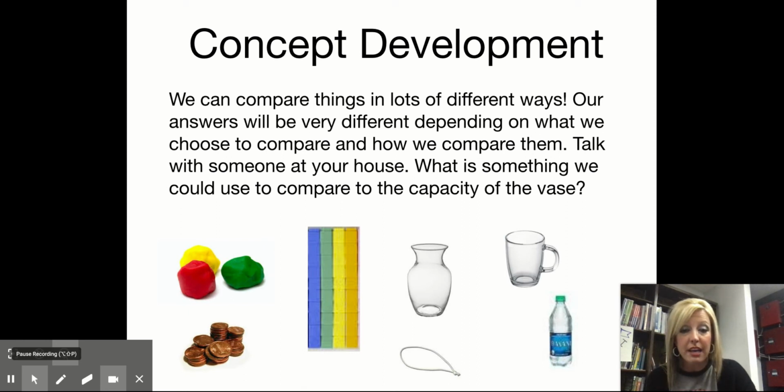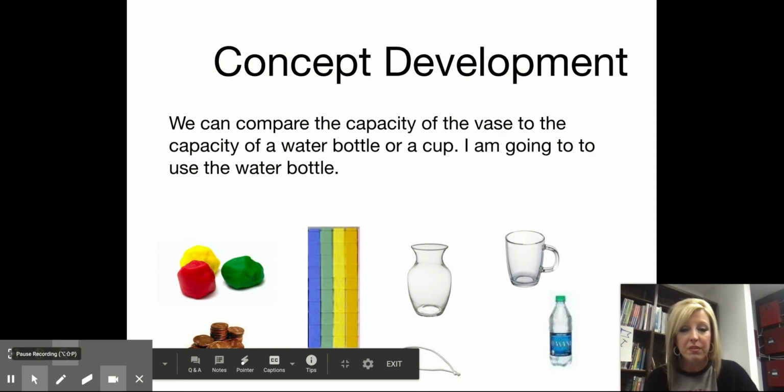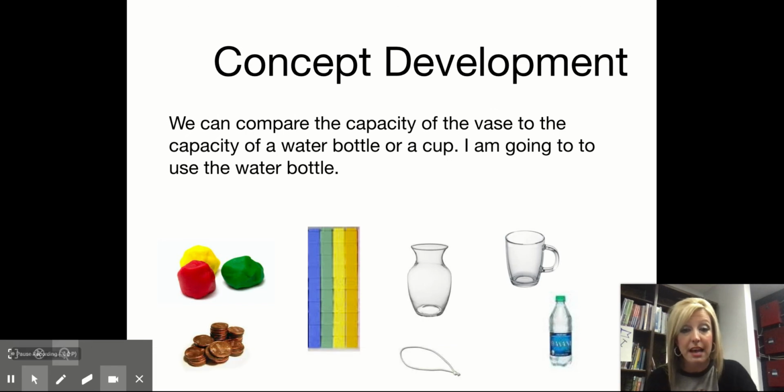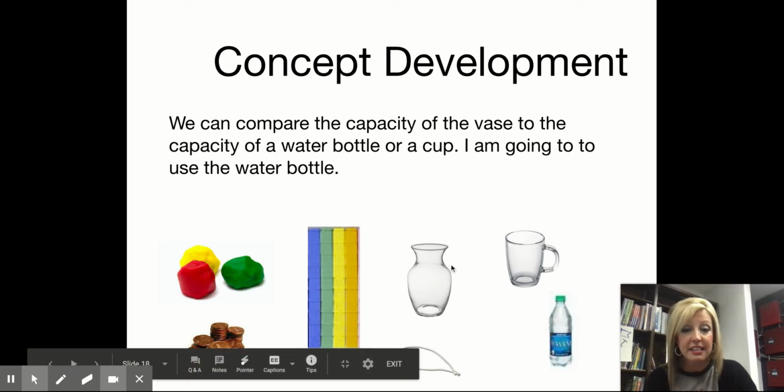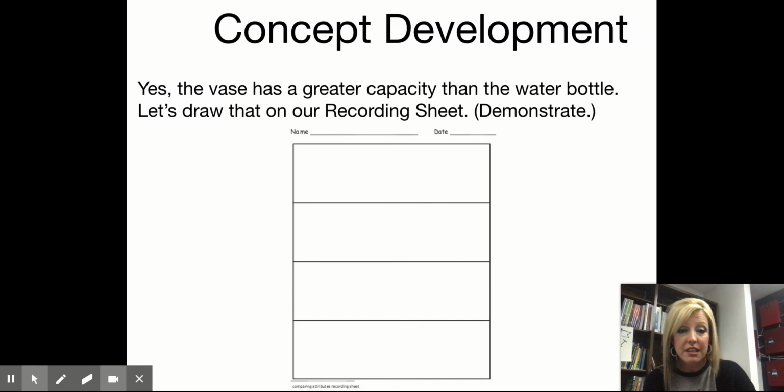Talk with someone at your house. What is something we could use to compare the capacity of the vase, how much the vase could hold? So you want to look at these objects and think of something that holds liquid. We can compare the capacity of the vase to the capacity of a water bottle or a cup. I'm going to use the water bottle. Let's draw that on our recording sheet.